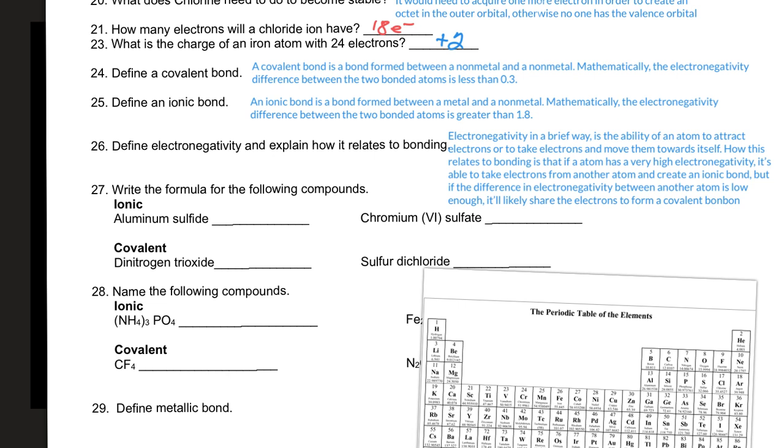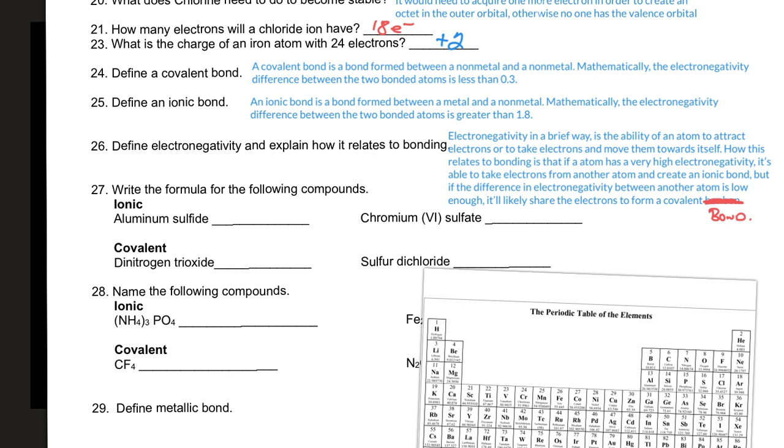If one of the atoms has a higher electronegativity compared to the other one, then that particular atom is able to take the electrons away from them and it creates an ionic bond. But if the electronegativity difference between the 2 atoms in question are close to one another so that the difference is less than 1.8, then they're more likely to share those electrons, in which case they're going to form a covalent bond. Not an ionic bond, but a covalent bond. So let me go ahead and correct that here. That's a covalent bond there. All right.